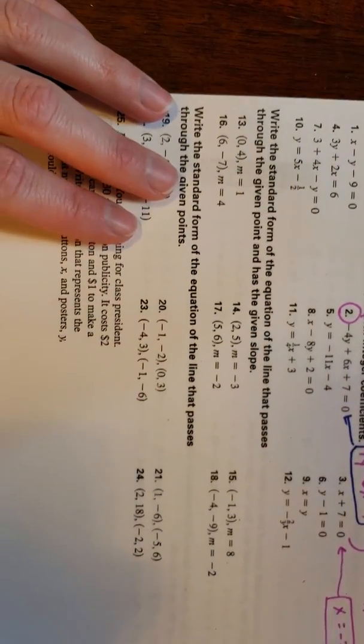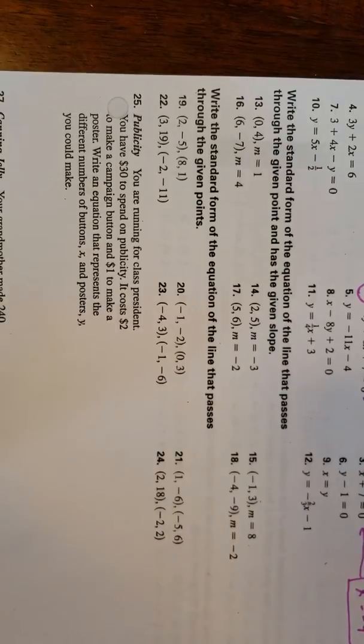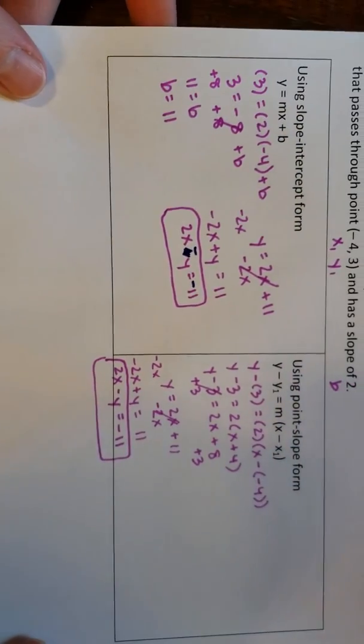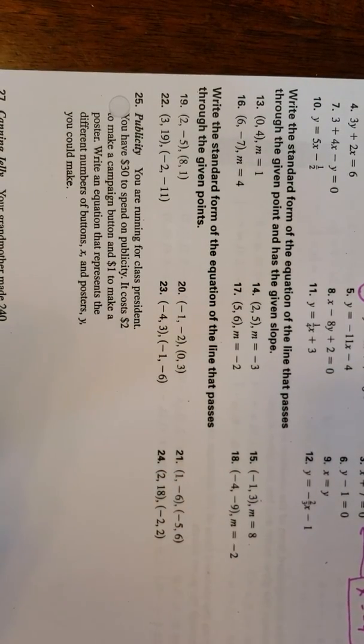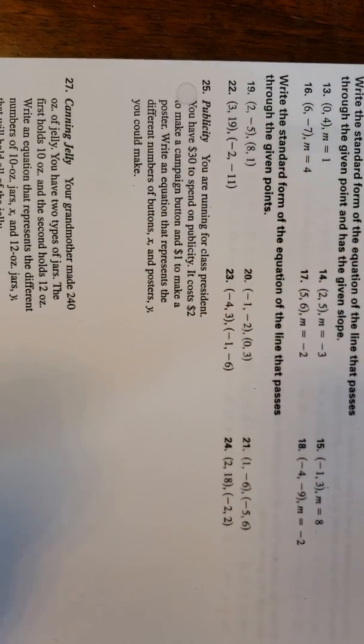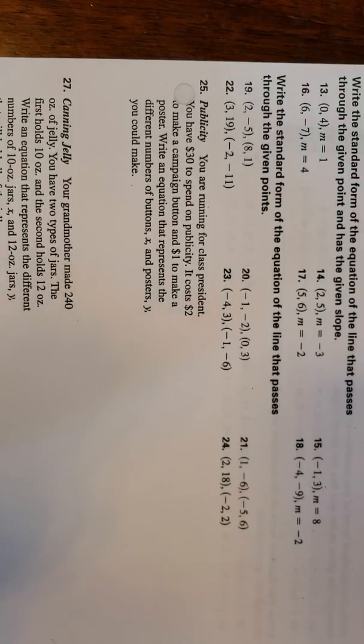Okay, the next section says, write the standard form of the equation of a line that passes through the given point and has the given slope. So you are going to use the example that we did at the bottom of this page to help you with this section. And then this last section, write the standard form of an equation of a line that passes through the 2 points. That is where you are going to use the whole back page of our notes.